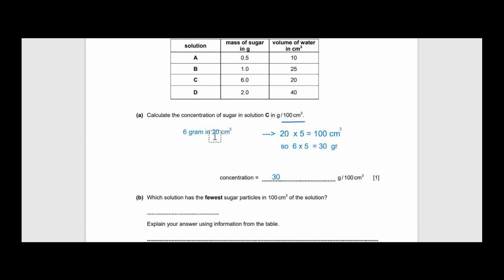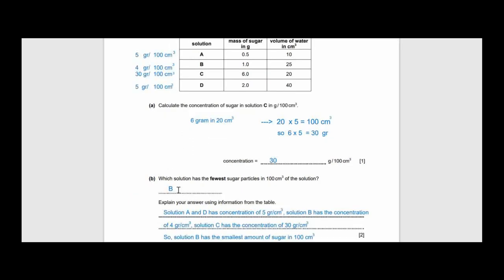Well, let's open up the answer. Well, it is solution B. Explain your answer. Solution A has a concentration of 5 grams per 100 cubic centimeters. Solution B has a concentration of 4 grams per 100 cubic centimeters, and solution C has a concentration of 30 grams per 100 cubic centimeters. So solution B has the smallest amount of sugar in 100 cubic centimeters. How do you get 5, 4, and 30?